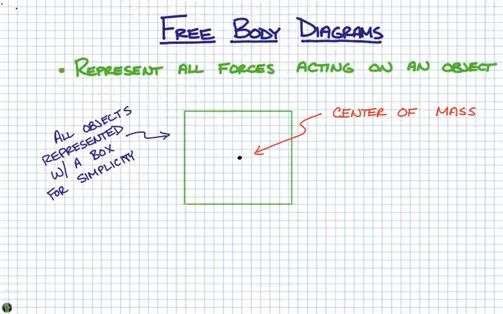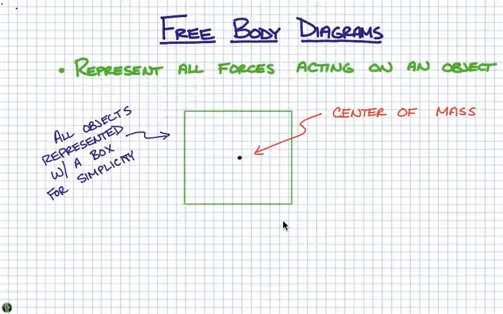The next topic we're going to look at is how do we actually visualize these forces we've discussed, and how do we analyze them. This is done with what we call free body diagrams. Free body diagrams just represent all the forces acting on an object so we can get a clearer picture of how we need to analyze the motion of this object as a result of these forces.